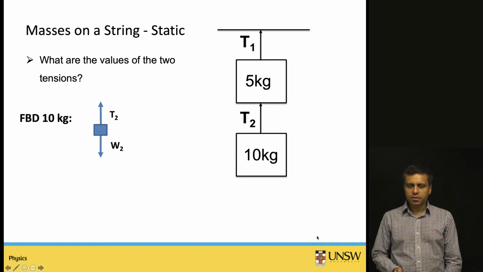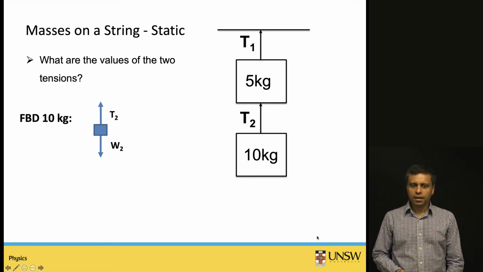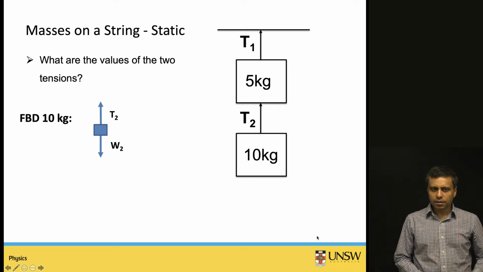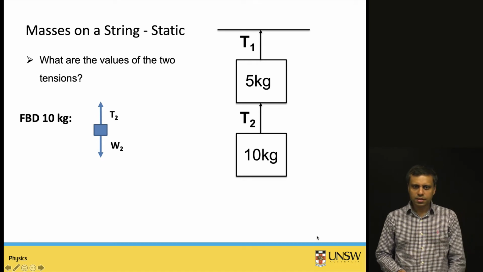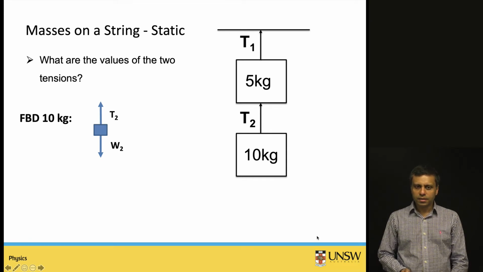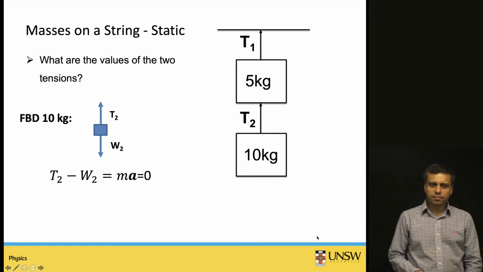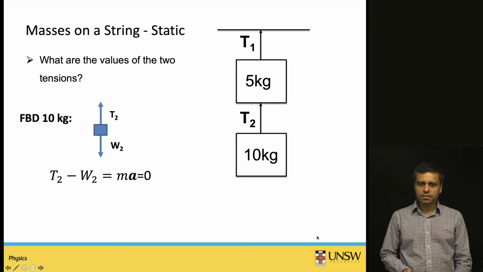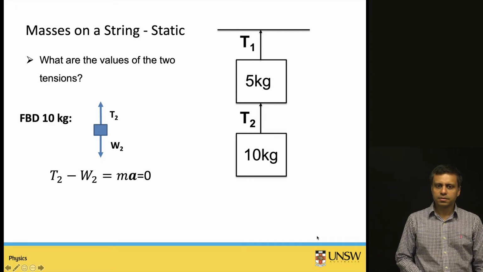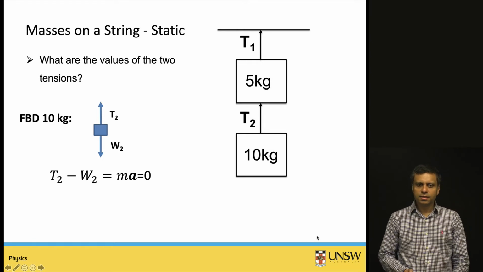First, let us look at the 10 kg block and draw all the forces that are acting on it, the free body diagram. So you see that there are two forces, W2 acting vertically downward, this is the weight of the block, and the T2 tension force acting vertically upward. And because the system is static, the problem tells us that there is no velocity, so the acceleration is 0.